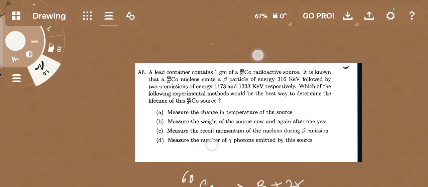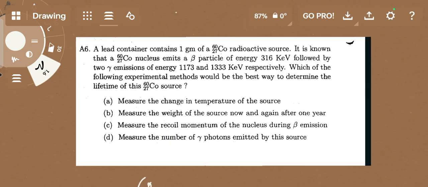It says that we have a lead container containing a gram of cobalt-60 radioactive, and cobalt-60 emits a beta particle of energy 316 kilo electron volt, followed by 2 gamma emissions of respective energies. So which of the following experimental methods would be best to determine the lifetime of this radioactive source? Now best way is also, you can say, the cost effective way or the fastest way, like that.